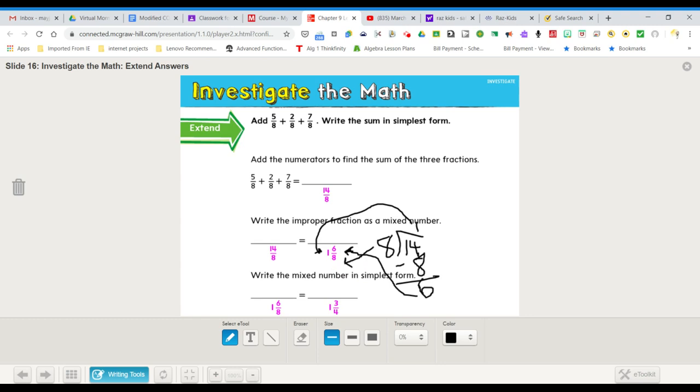And then 6/8 is not in simplest form. So think about, okay, what are they dividing by here to get to 3/4? Well, 8 divided by 2 is 4. 6 divided by 2 is 3. That's the greatest common factor, and that's what you're dividing by. So let me erase some of my work off of here.